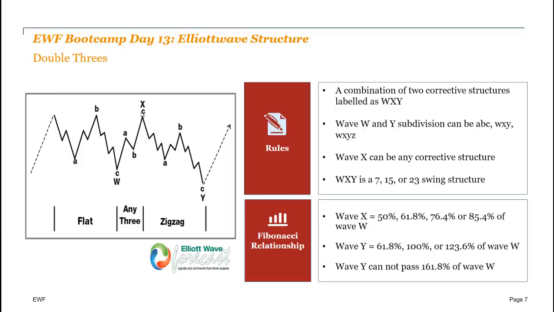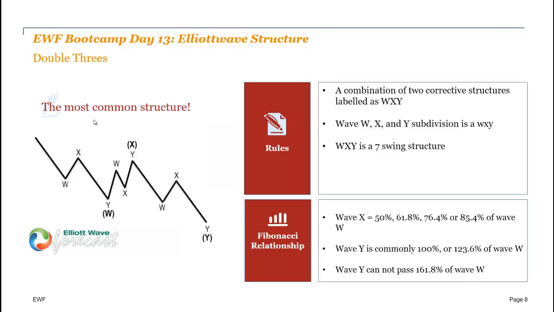When you see a 1, 2, 3 swing, regardless of the subdivision, regardless of what the internal looks like, when you can clearly see a 3 swing move, then the third swing is usually between 100% and 123.6% of the first swing. So wave Y here, the third swing, cannot pass beyond 161.8% of wave W, because otherwise it gets too extended and can become an impulse, even though the subdivision may not really be impulsive, but it can always become a diagonal or some other type of correction.